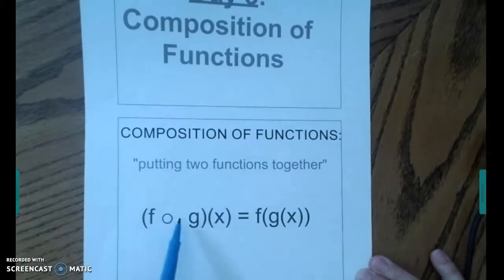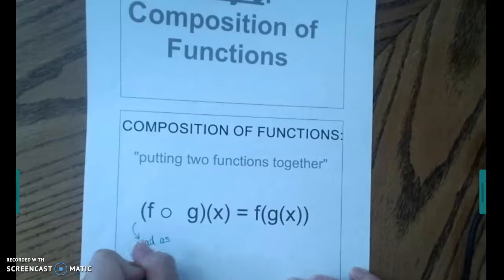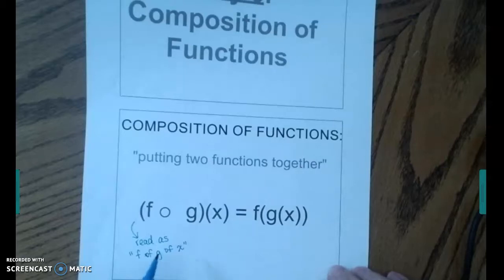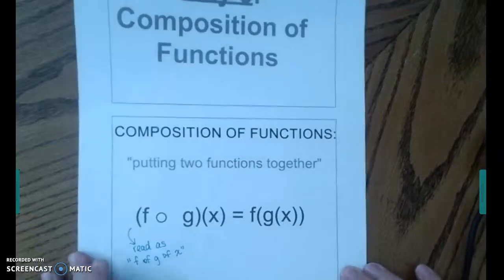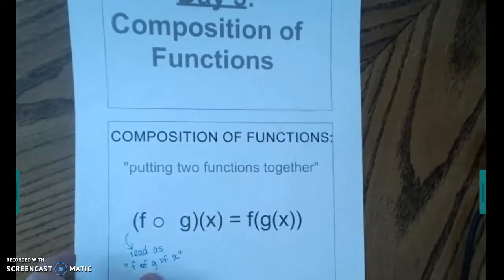So this does not say fog. This is one way that we can write it. This is a symbol that represents composition. So this is read as f of g of x. That's how you say that. This is just another way to rewrite it. This is how I'm going to use most of the time, but I wanted you to know that both of these mean the same thing. So this is also f of g of x. It's basically just putting two functions together, substituting one function into another.